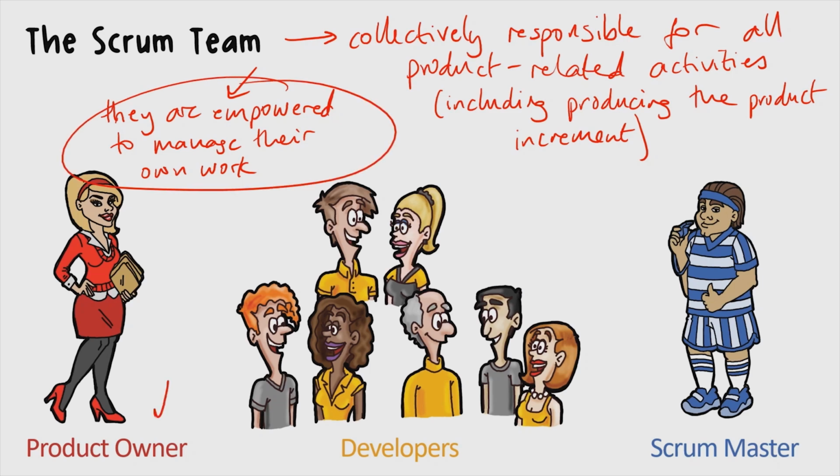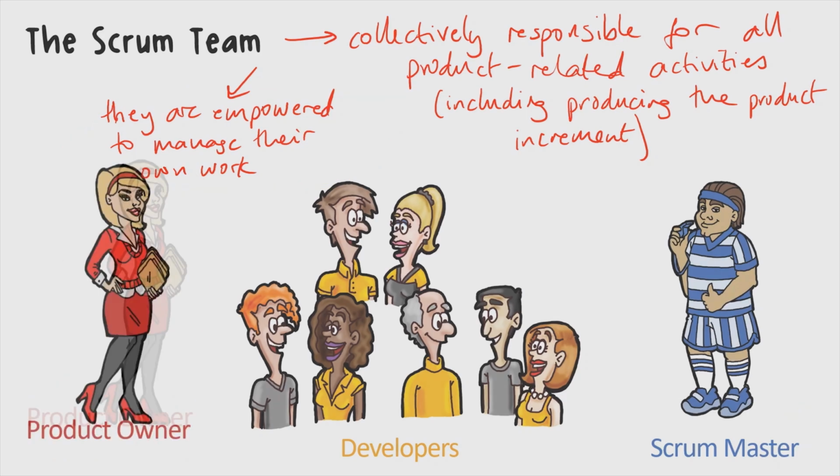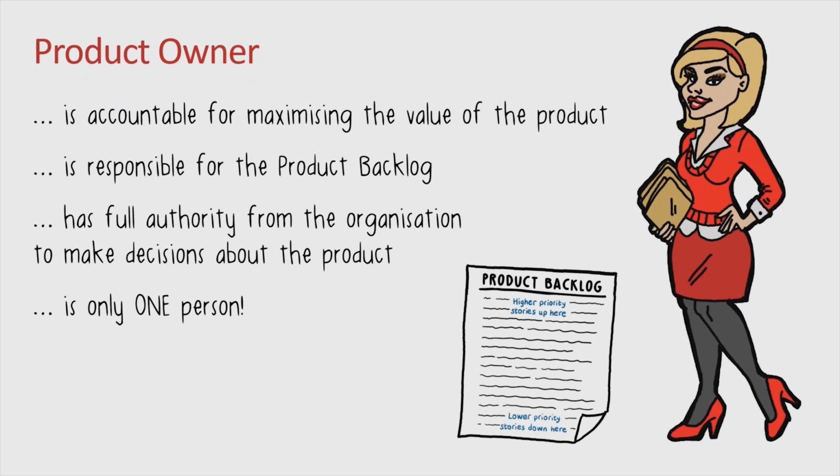Let's go through these three different roles just here: product owner, developers, and Scrum Master. We shall start with the product owner. And she, well, I say she because my graphic is of a lady here, is representing the business side of the product. She is accountable for maximising the value of the product. She's got her business head on when she's making decisions. We know that she is responsible for the product backlog and prioritising stories on the product backlog according to the value that they bring to the business. And she has full authority from the organisation to make decisions about the product. She's in charge of the business value.